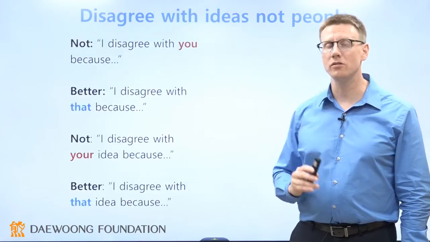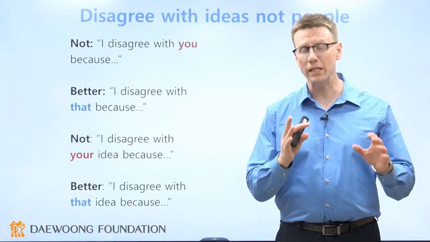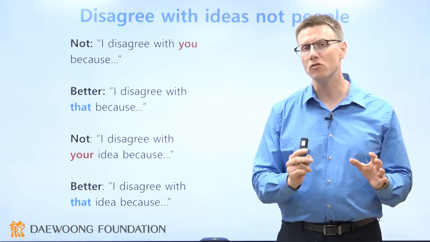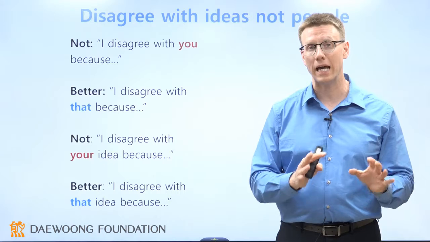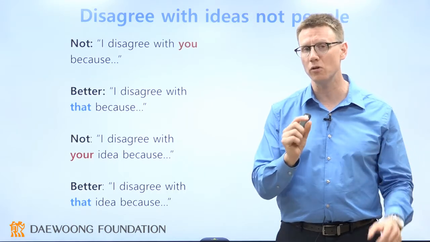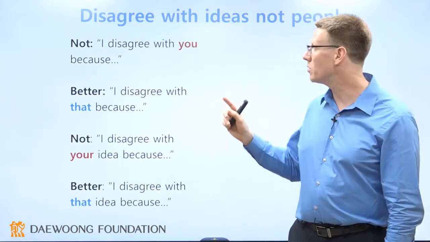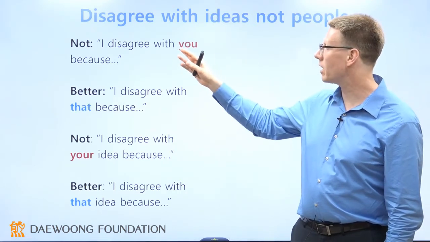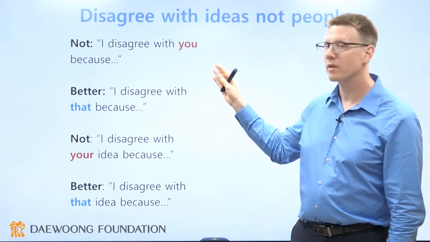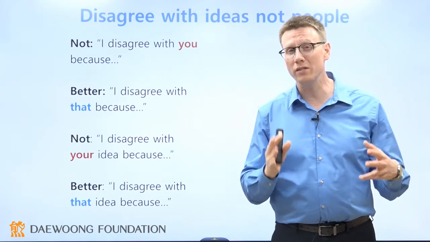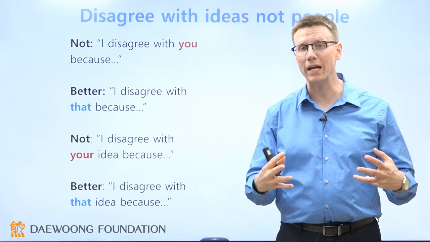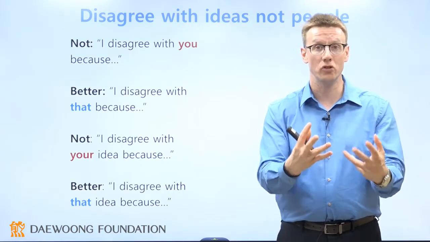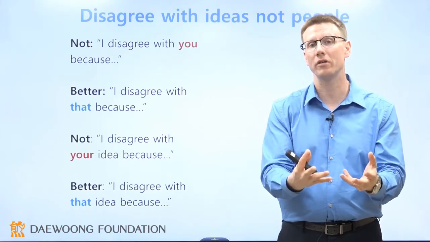Now, if you're going to disagree directly, it's possible to disagree directly. Sometimes we might have to do that. But there's a small change we need to make in how we put our sentence together. And that small change involves one word. And the word is using you or your. So if we look at this example, I disagree with you because. In this example, what are we disagreeing to or disagreeing with? We're actually disagreeing with the other person. The other person becomes the target, the main target of our disagreement.